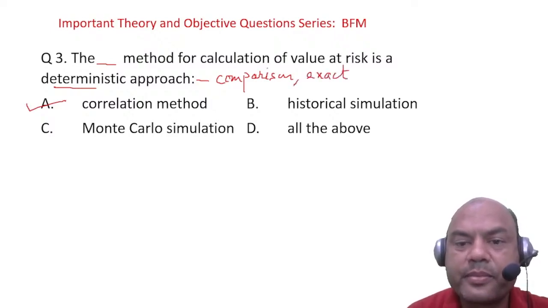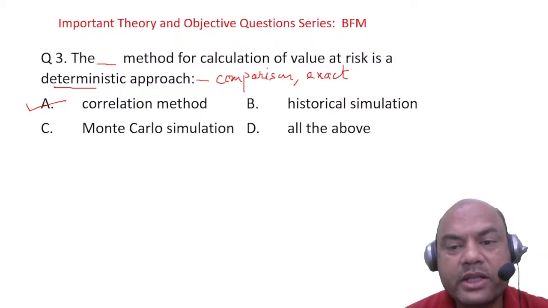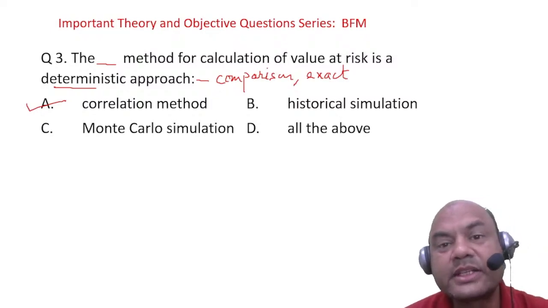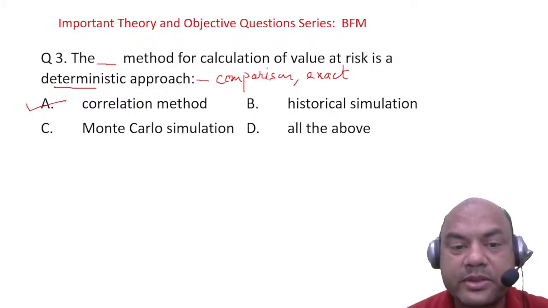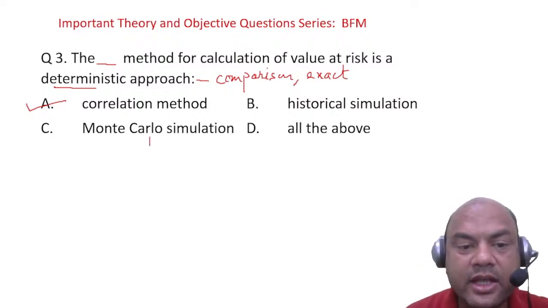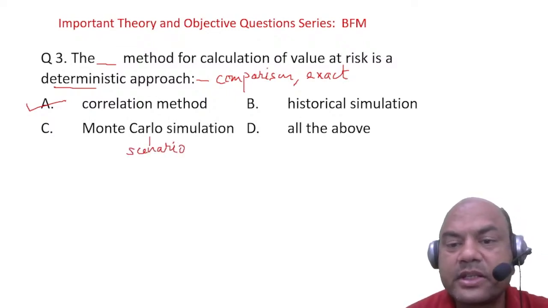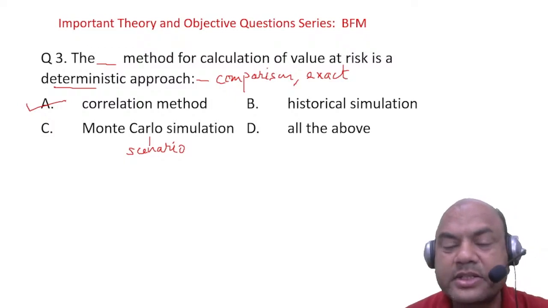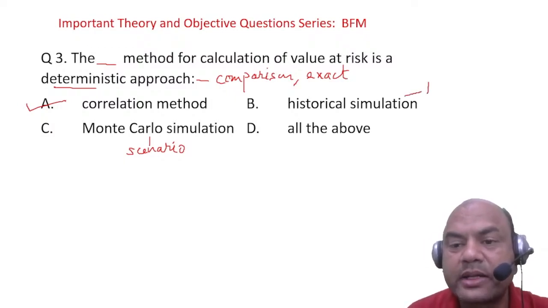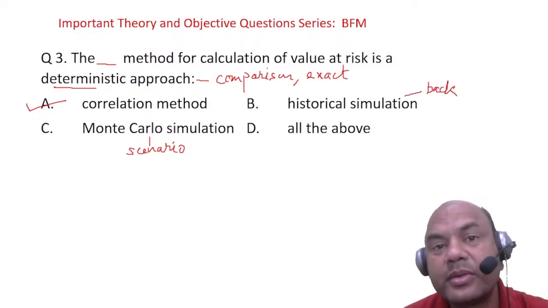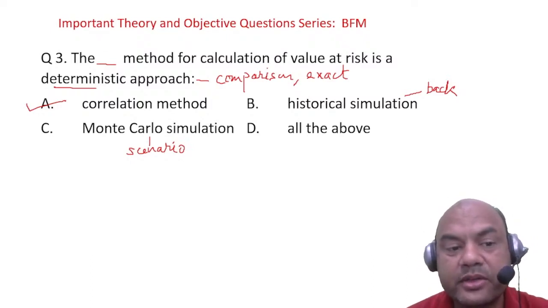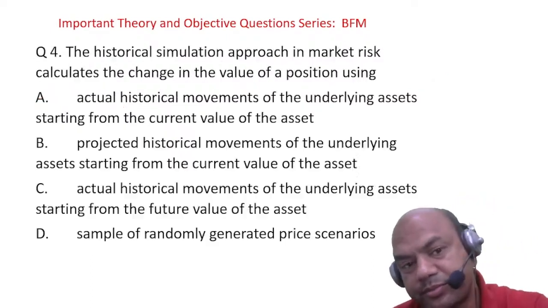Historical simulation and Monte Carlo simulation are known as scenario analysis. Monte Carlo is for scenario analysis, and historical simulation is again a simulation only. So these are simulation methods, and this is also related to back testing. But this correlation method is deterministic, meaning here you will get the exact answer. So the correct answer is A over here.